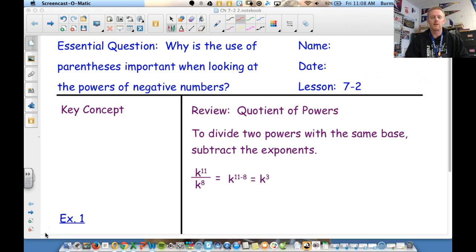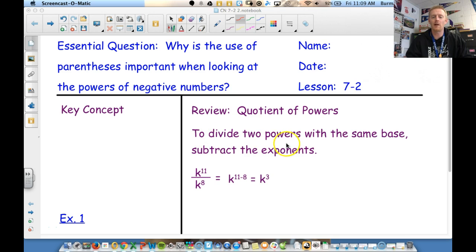All right, boys and girls, we're looking at lesson 7.2. 7.2 is all about dividing exponents, whereas 7.1 was all about multiplying exponents. So it's going to be the same type of thinking, but because it's dividing, it's the opposite. So big key concept, the quotient of powers.